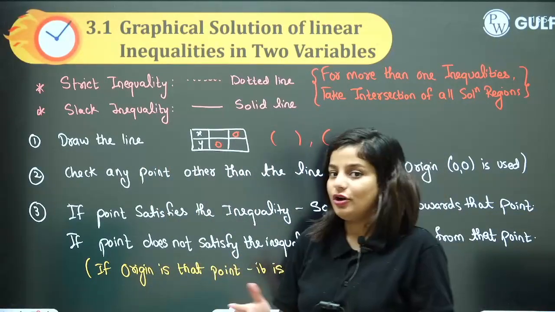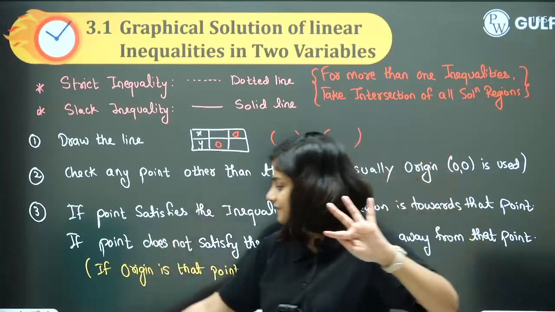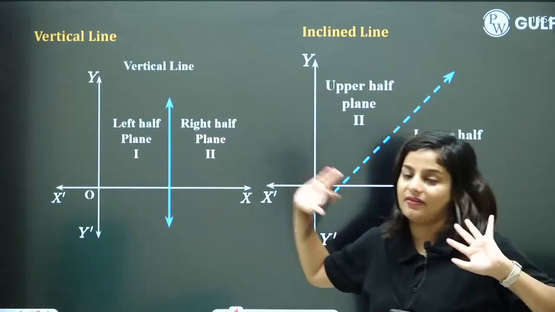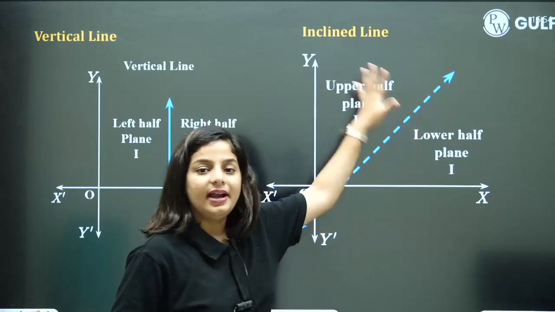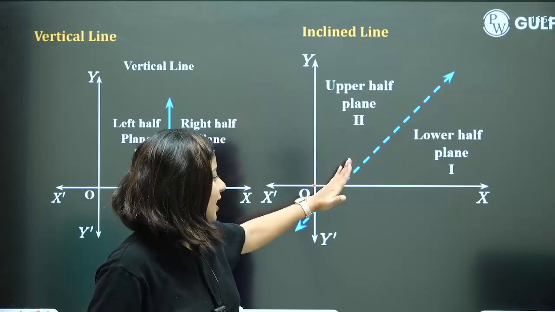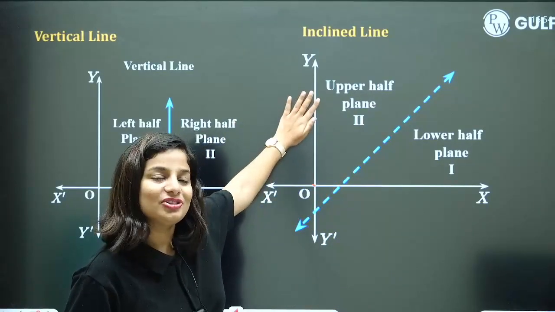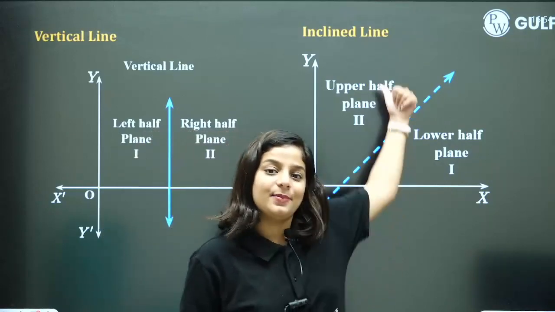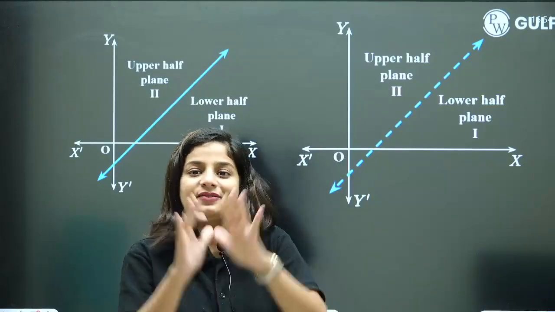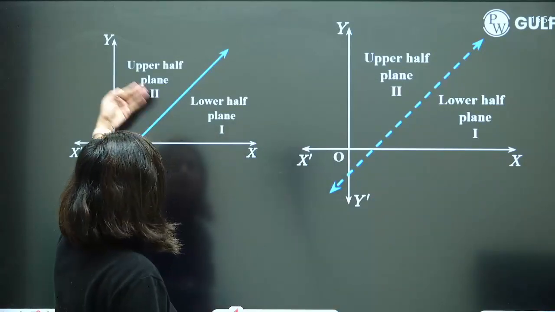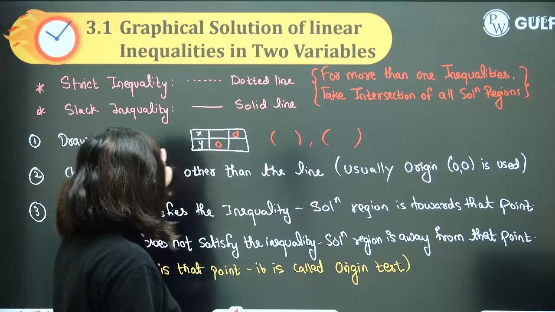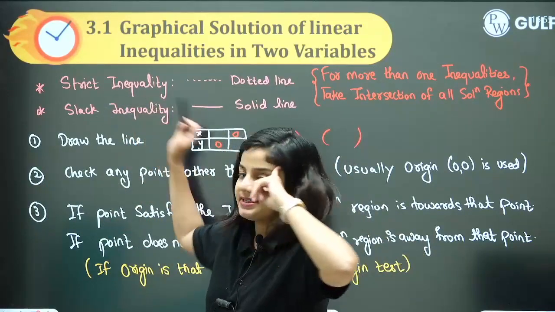Second step, after you draw the line, that line will divide the plane into two halves. Any line will divide the plane into two halves. For example, a vertical line will divide it into left and right half plane. This inclined line will divide the entire plane into two halves, upper and lower. Or you can also say origin side and non-origin side. The one which has the origin is the origin side, the one which doesn't is the non-origin side. So you have to draw the line keeping in mind the strict and slack inequality.